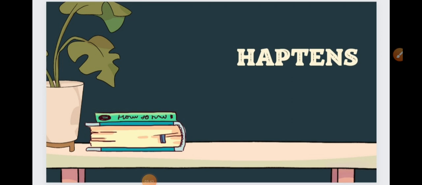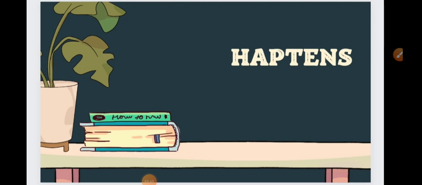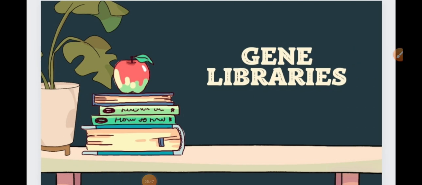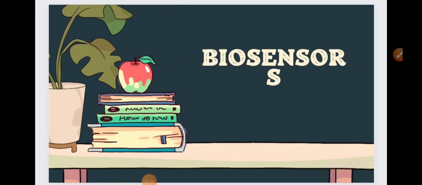Questions have come like 2 to 3 times. It has repeated, I think, 3 times from this topic. Then comes gene libraries, cDNA libraries. After that, biosensor is there. From biosensor, there was a question regarding the machine which tests your blood sugar level. So what is the biosensor present in it, like what is the enzyme which is immobilized in it.